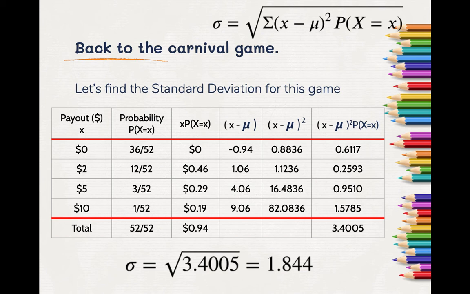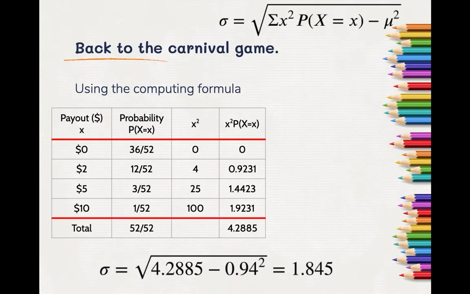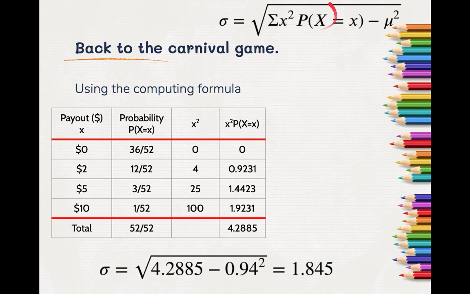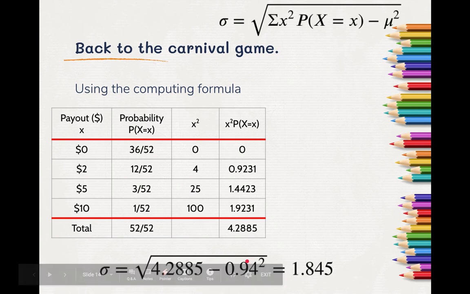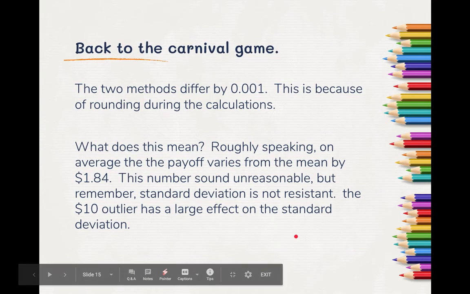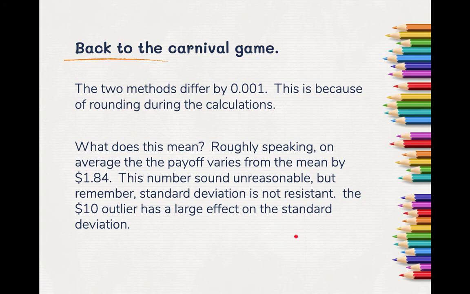If we do this with the computing formula, we just take my x squared, 0, 4, 25, 100, times the probability, and add them up together. So notice here, we added all these together first, and then we subtracted the mu squared and took the square root of that to get my standard deviation of 1.845. Now, I'm off by a tenth of a cent, and that's due to rounding problems in there. So that's still not too bad.